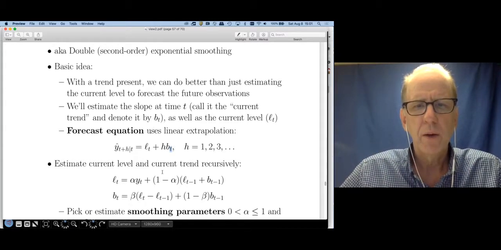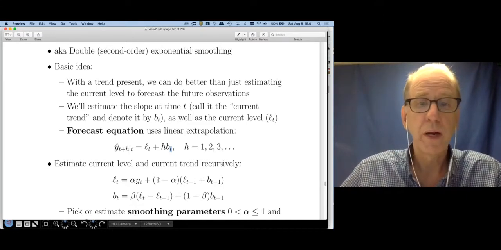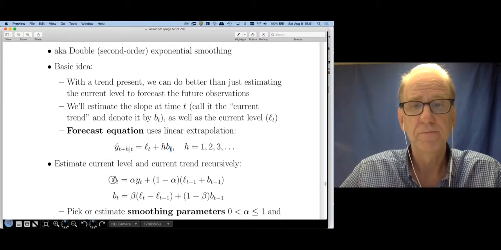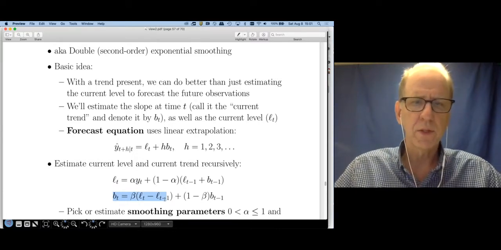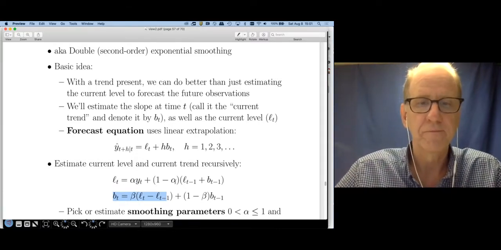Well, we called it double exponential smoothing because we're going to do exponential smoothing on the level. And so this is the level equation. Here is your trend equation. And so let's go through these in detail.